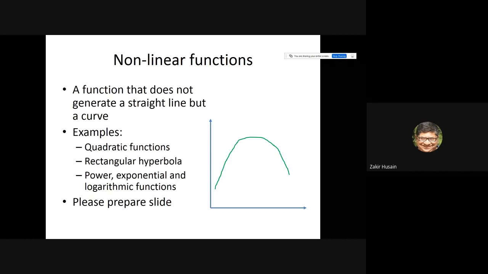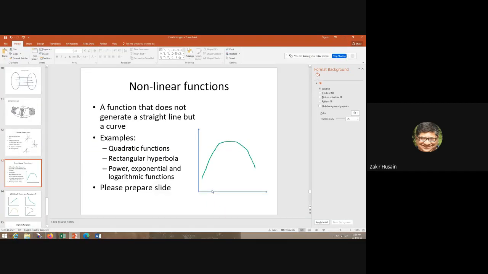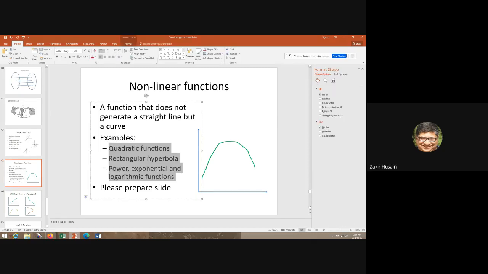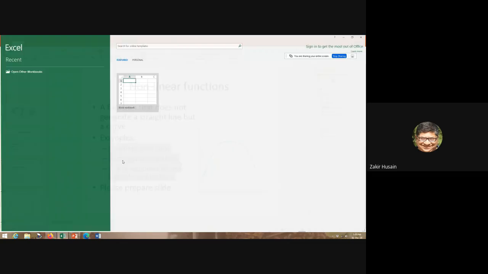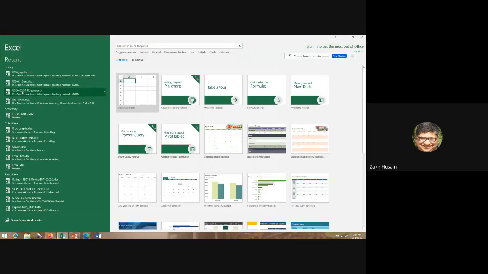Now I want volunteers. I've told you that I'm teaching from Hoy. I want the first 4 students to prepare slides. The first student will prepare a slide on quadratic functions, second on rectangular hyperbola.